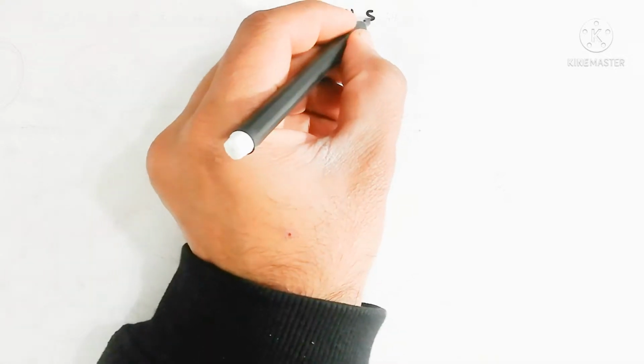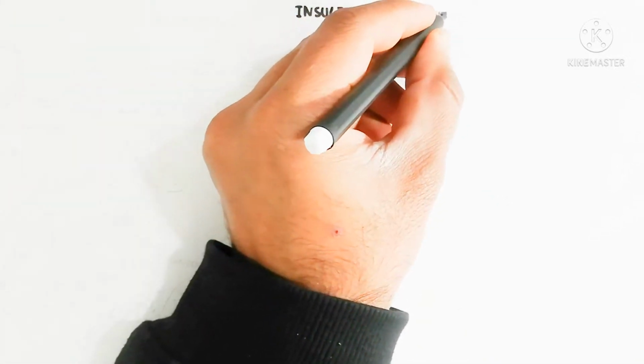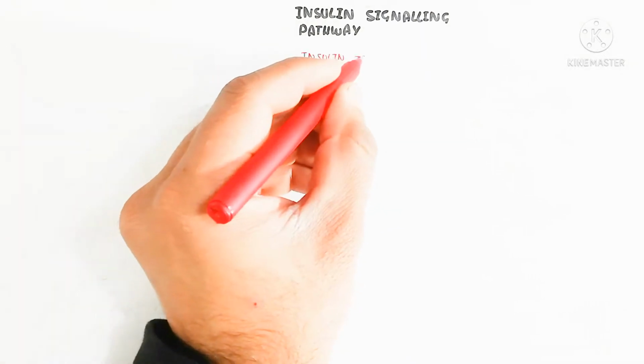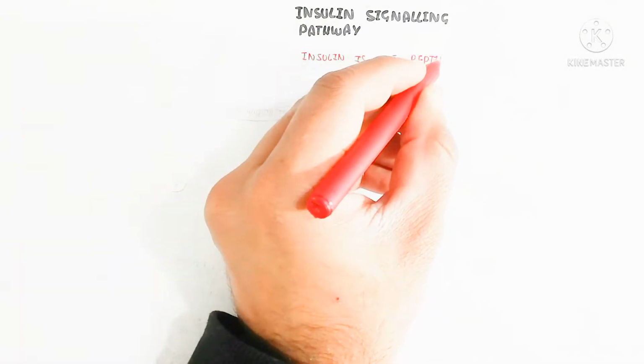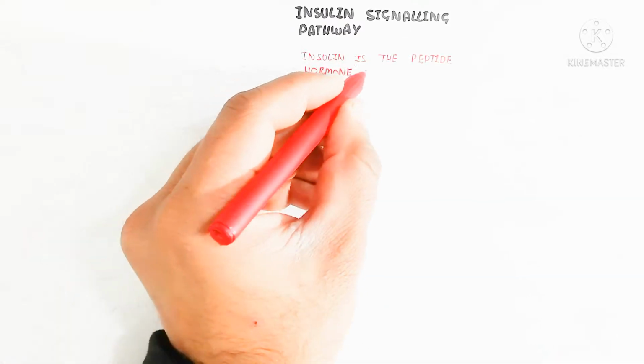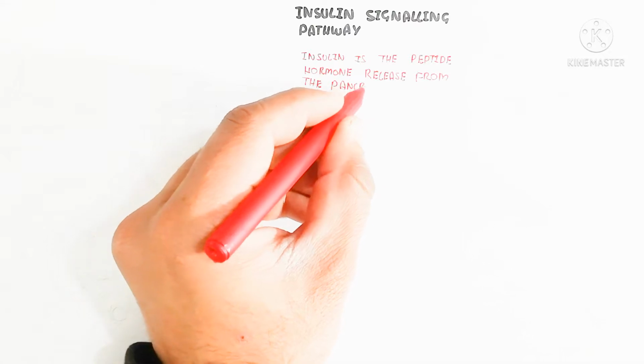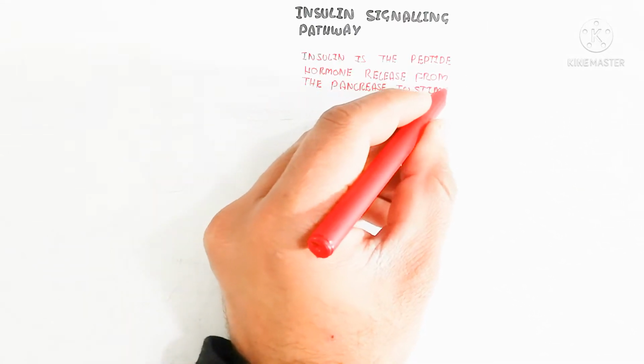Hello, in this video we will discuss the insulin signaling pathway. First of all, we need to understand the basic background: what is insulin? Insulin is a peptide hormone released from the pancreas to stimulate anabolism.